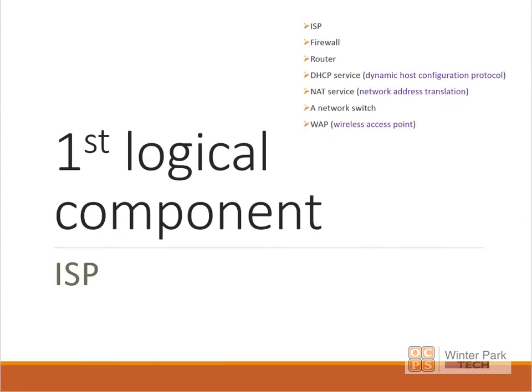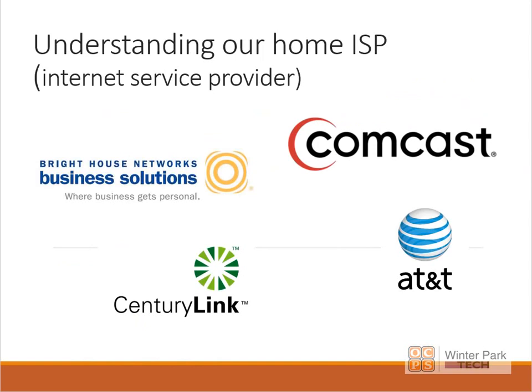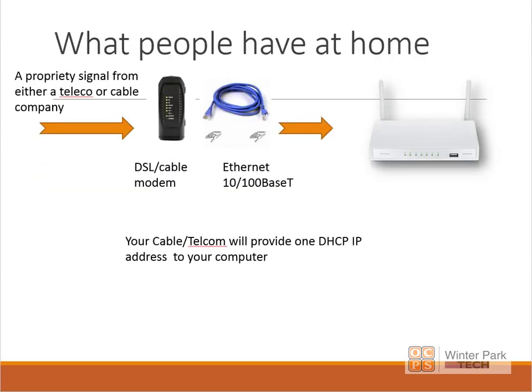Our first logical component that we're going to deal with is the ISP, the Internet Service Provider. Most of you have something like Bright House, Comcast. In our area, we have CenturyLink, AT&T. Those are the major internet service providers. They provide strategic pieces in connecting our home network to the internet. What most people have at home are typically a DSL or cable modem, a cable that connects to their home router, and all of that is what makes up their home network.